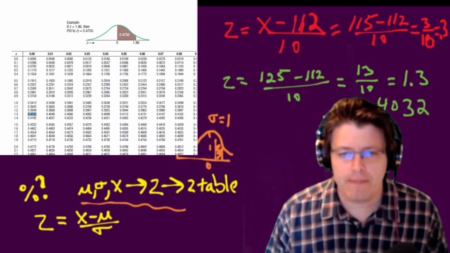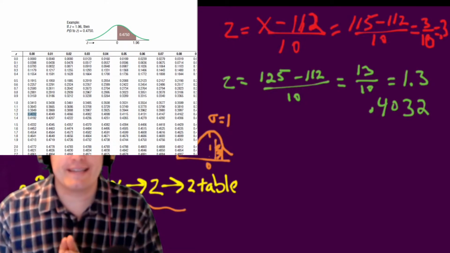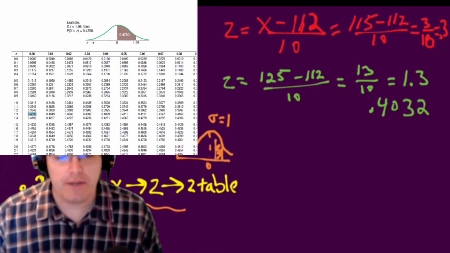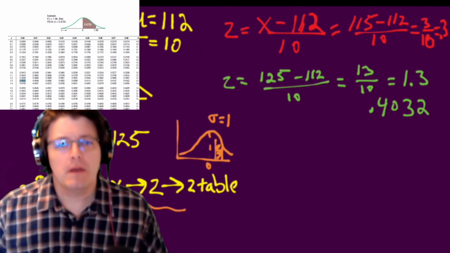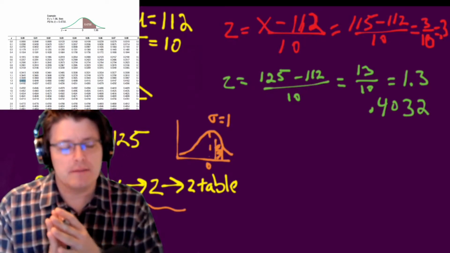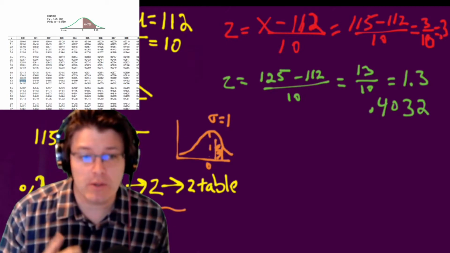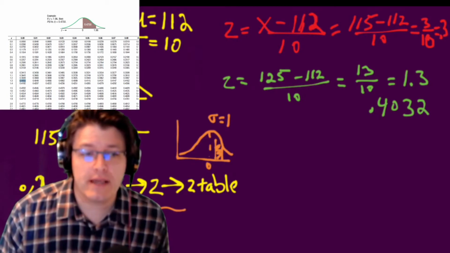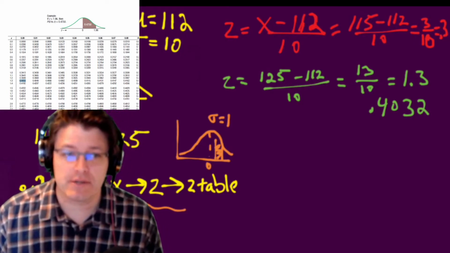Okay, I can get out of the way. So what does that tell us? That's a 40% likelihood. So a 40% likelihood that the person's systolic blood pressure would fall between what? Between 1.3 standard deviations and the mean. So that's not quite our answer.